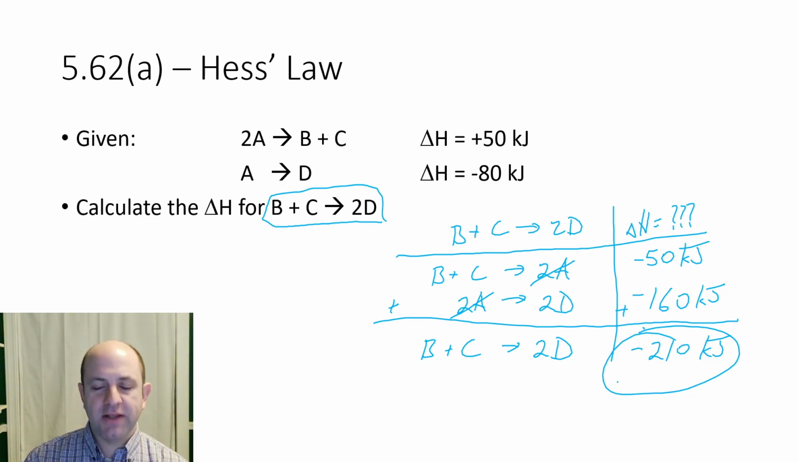All right, so that's how you do Hess's Law. Just don't get distracted by all this stuff. Just say, well, what needs to be a reactant? What needs to be a product? What do I do with my delta H if I should make any changes?